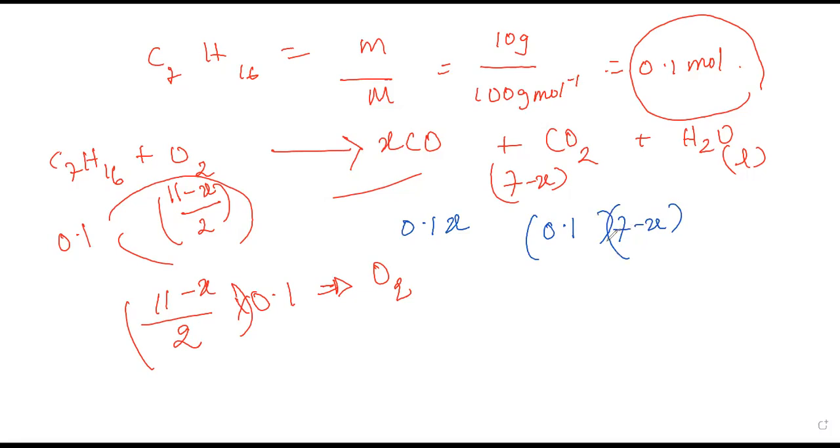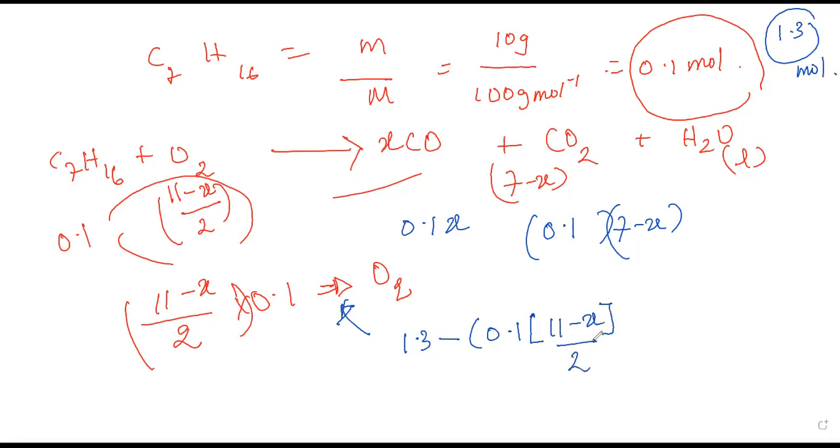And let's find the number of moles of remaining O2 in the mixture. We already said they have used 1.3 moles of O2 here. So what should be the remaining? The remaining O2 is 1.3 minus 0.1 into (11 minus x) divided by 2.